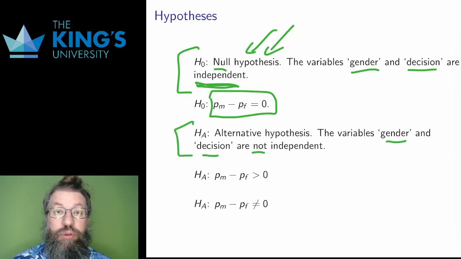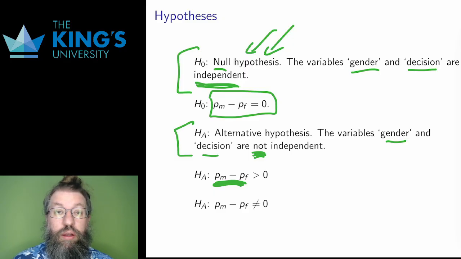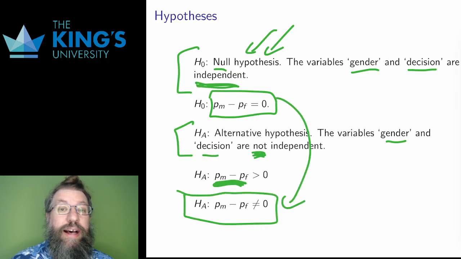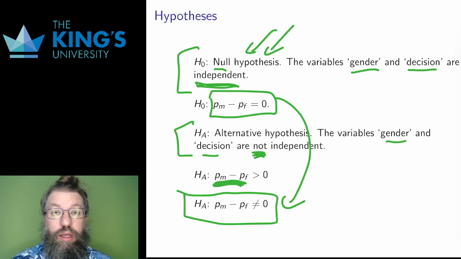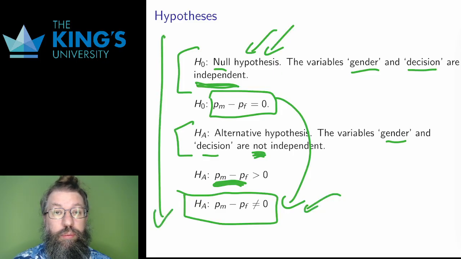Here it says that the variables gender and decision in this data set are not independent. They actually point to a difference in the population, so that the difference PM minus PF is actually larger than 0. Men do get promoted at a higher rate than women, at least under male managers. This is the hypothesis. You could argue that the alternative hypothesis should be even more broad here. It could just be a strict negation of the null hypothesis. So maybe just the parameter is non-zero. Maybe in the whole population, women actually have a higher promotion rate. This version of the alternative hypothesis would allow for that reality as well.